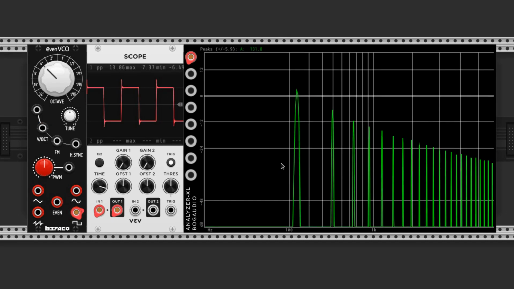Square waves are composed of fundamental tones and whole odd number multiples of the fundamental, which we call harmonics. This gives the square wave a fuller and buzzier sound.